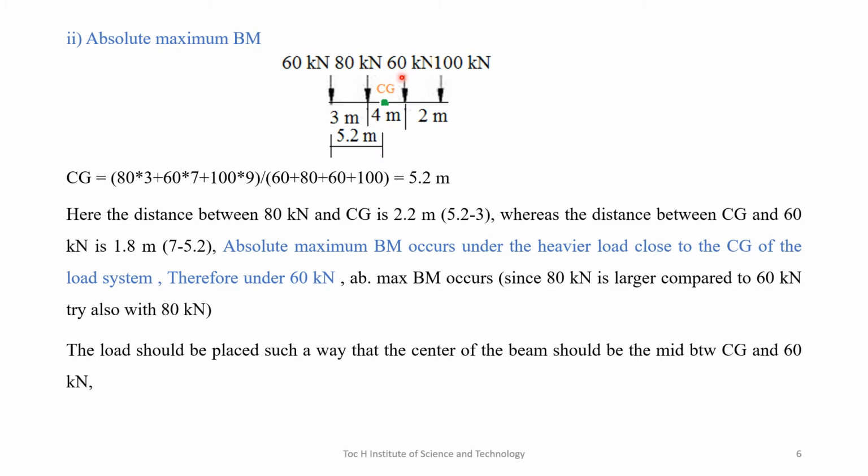The first one is we have to place the center of the beam, that is C, between the center of gravity and 60 kilonewton. In the second trial we have to place the center of the beam midway between 80 kilonewton and the center of gravity. So in the first trial the load should be placed in such a way that the center of the beam is midway between the center of gravity and 60 kilonewton.